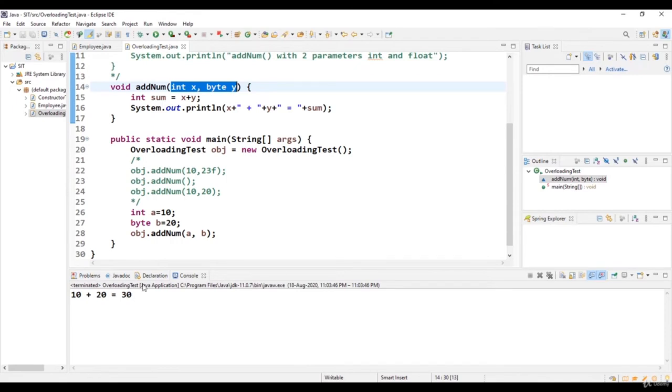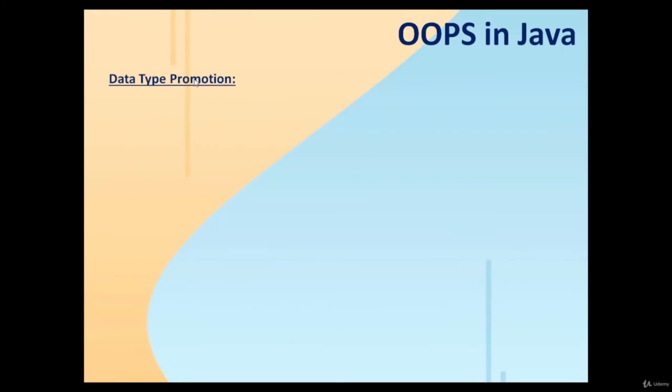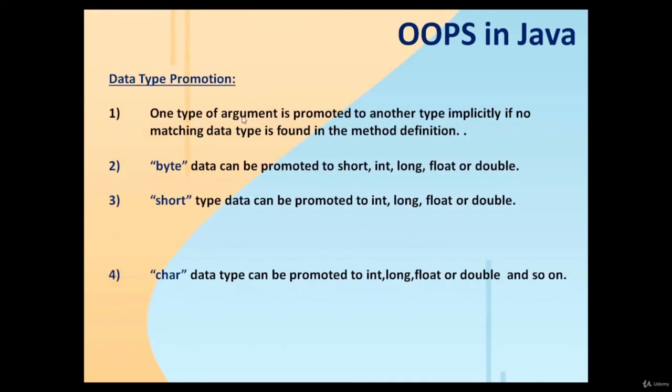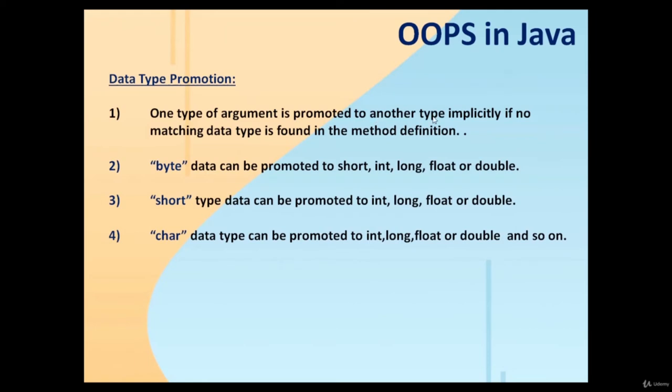10 plus 20 is equal to 30. But I am just converting this to short type. Still it is working. So that means what is happening? Type promotion is happening. Data type promotion is happening. What is that? One type of argument is promoted to another type implicitly. Internally, one type of data is converted if no matching data type is found in the method definition.